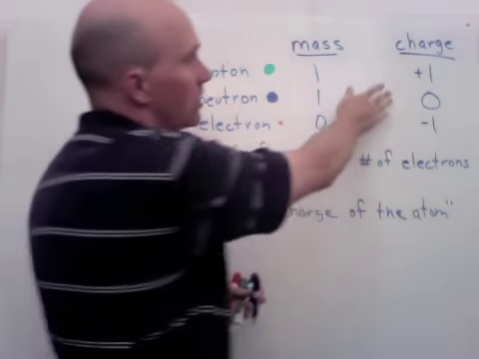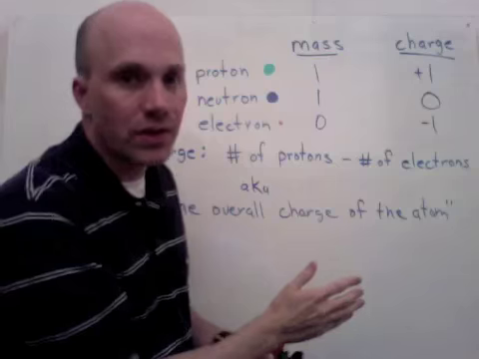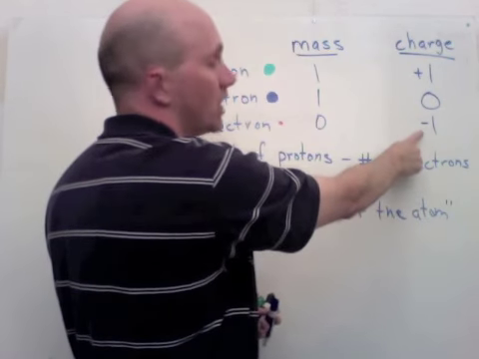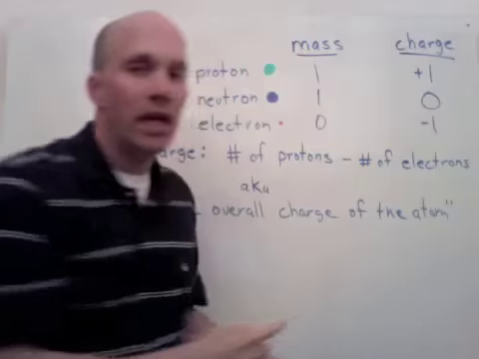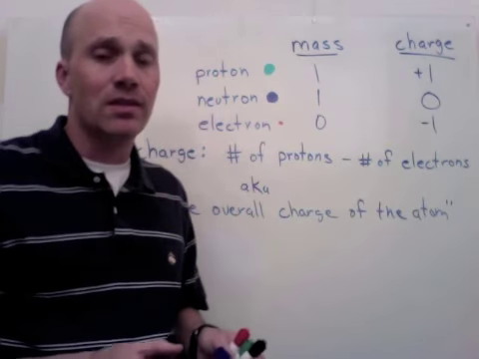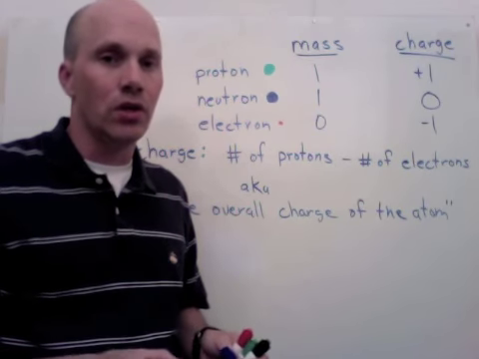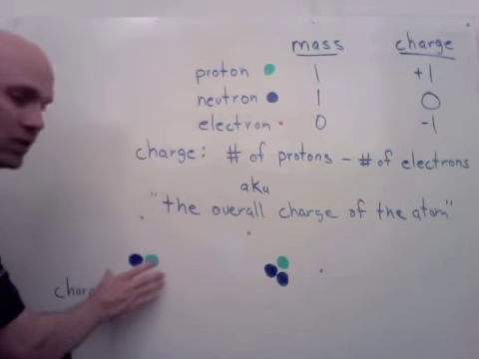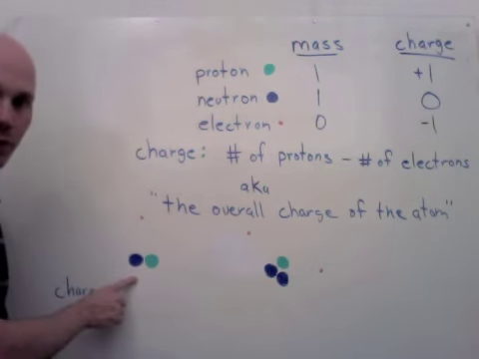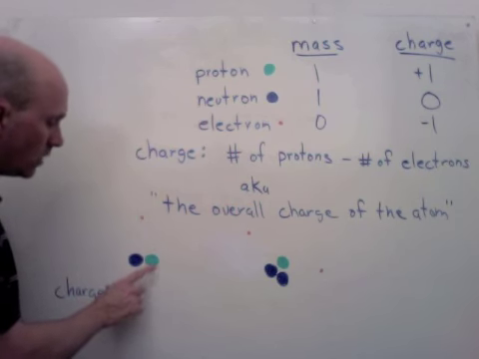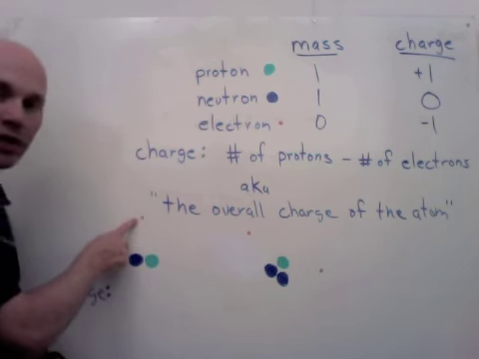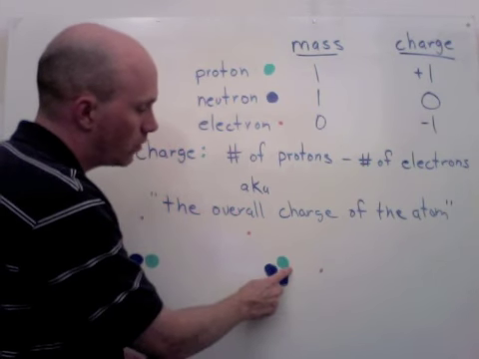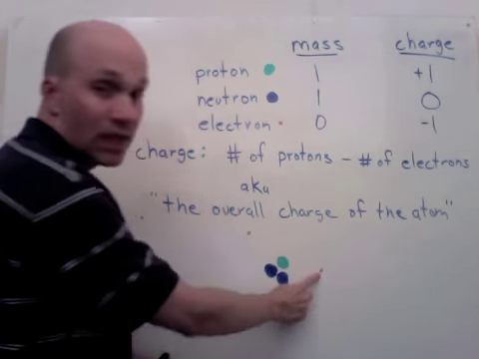Okay? And that's because if you look at the charges of these particles here, a proton has a positive 1 charge, an electron has a negative 1 charge, and a neutron is neutral. What that means is that neutrons do not contribute at all to the overall charge of an atom. So to demonstrate this, I'm going to use these two examples here. Okay, here's a representation of an atom where we've got 1 proton, 1 neutron, and 1 electron. This one's got 2 neutrons, 1 proton, and 2 electrons.